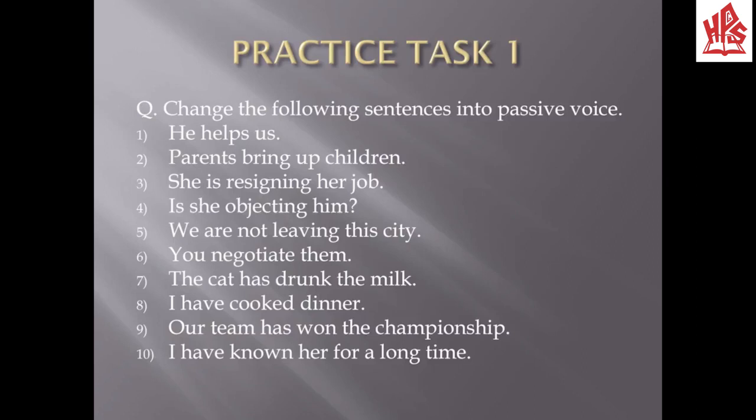I have cooked dinner, present perfect tense. The passive voice is: dinner has been cooked by me. Our team has won the championship, present perfect tense. Now add been with it. The championship has been won by our team. I have known her for a long time. She has been known to me for a very long time. Don't forget to convert your subject into object and object into subject. Don't forget to write the third forms of the verbs. And also remember the conversions of the helping verb, or the additional words we are adding to your helping verbs.